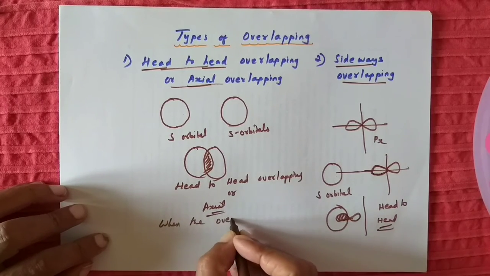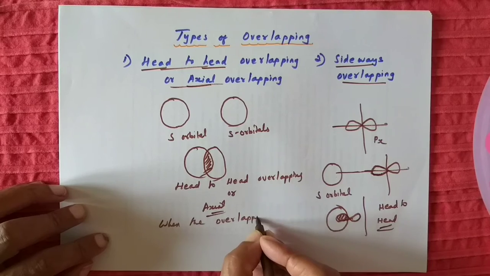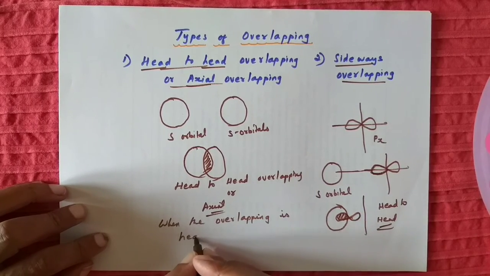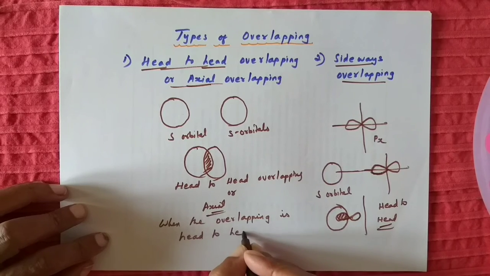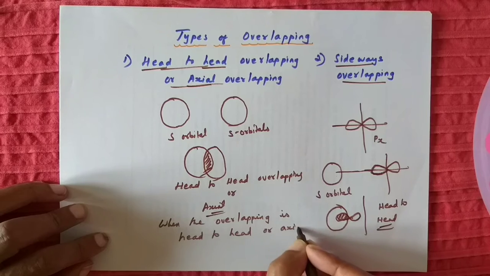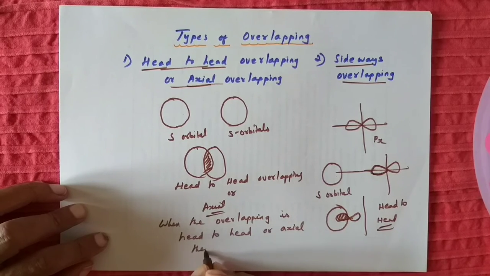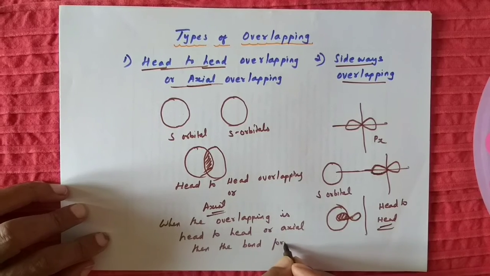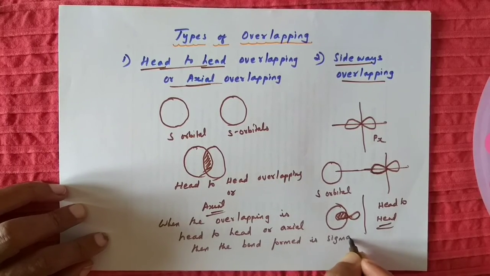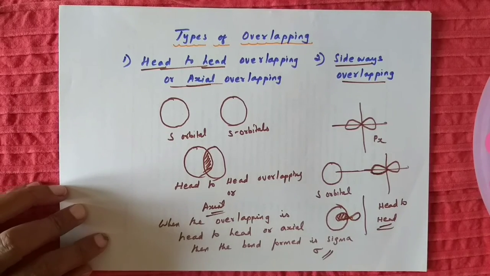When the overlapping is head to head or axial, then the bond formed is sigma. Very, very important: the bond formed is sigma.